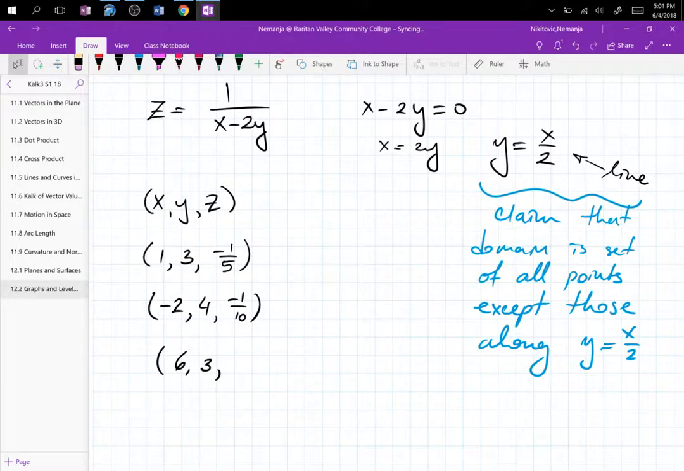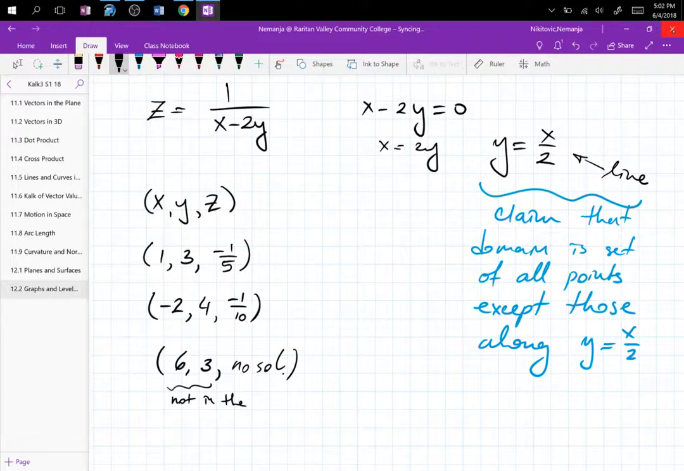Well, now when I try 6 and 3, right, I will get no solution over here. So if I have no solution, that means that this point is not in the domain. So not in the domain.